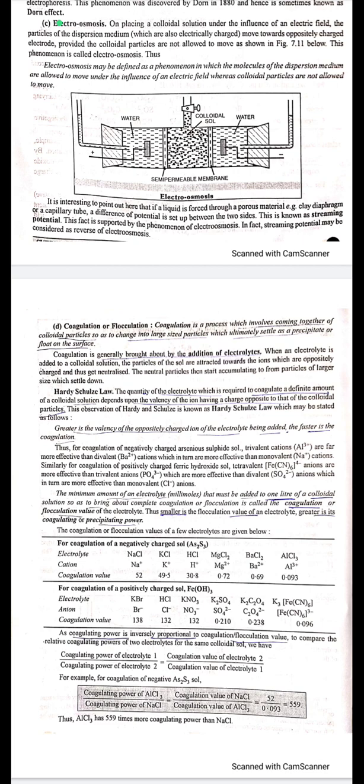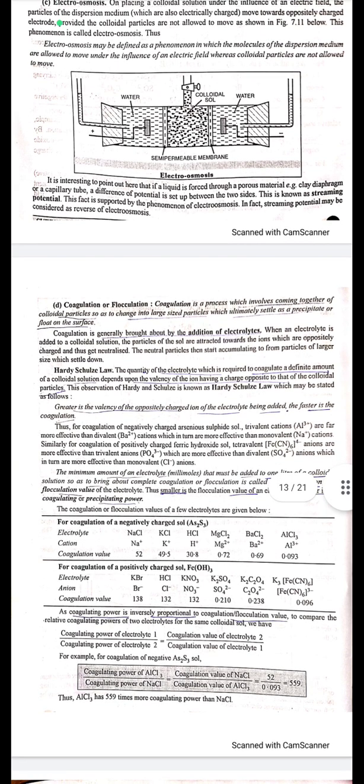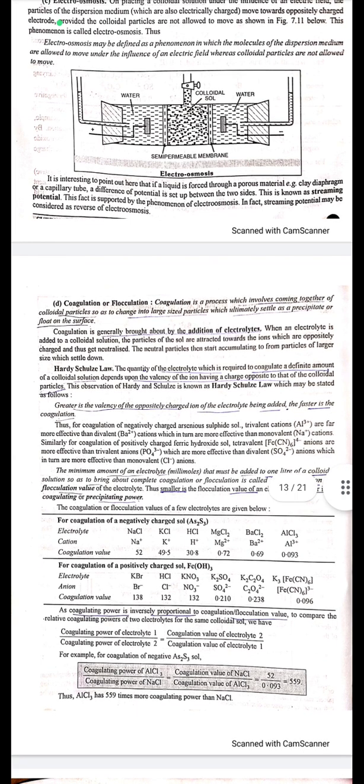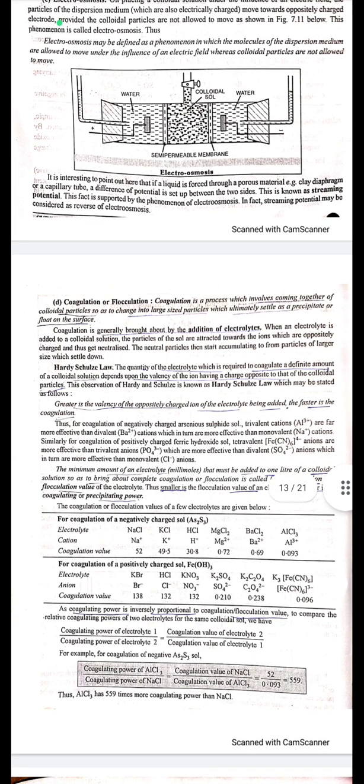Hardy-Schulze law. The quantity of the electrolyte which is required to coagulate a definite amount of a colloidal solution depends upon the valency of the ions having a charge opposite to that of the colloidal particles. This observation of Hardy and Schulze is known as the Hardy-Schulze law, which may be stated as follows. Greater is the valency of the opposite charge ions of the electrolyte being added, the faster is the coagulation. Thus, in the coagulation of negatively charged arsenious sulfide sol, trivalent cations are far more effective than divalent cations, which in turn are more effective than monovalent.